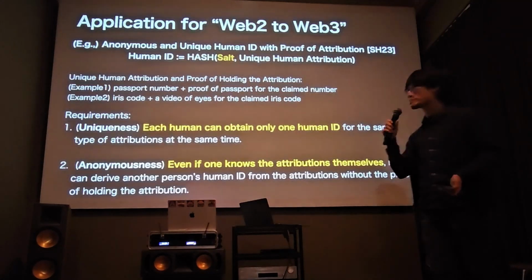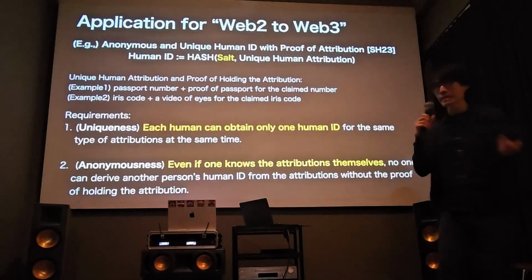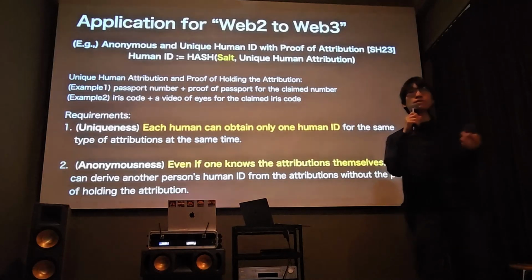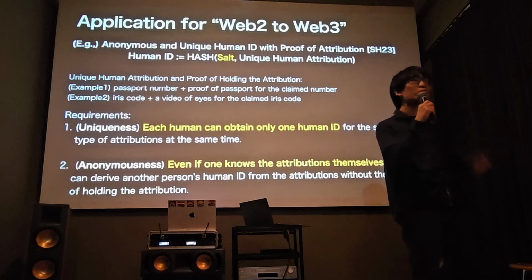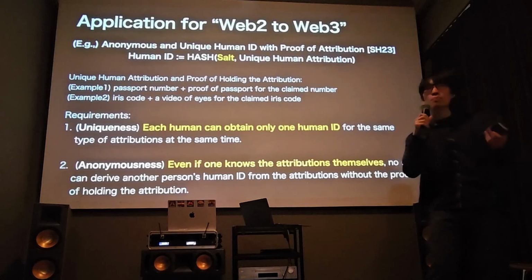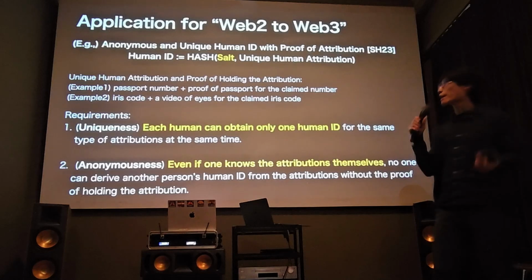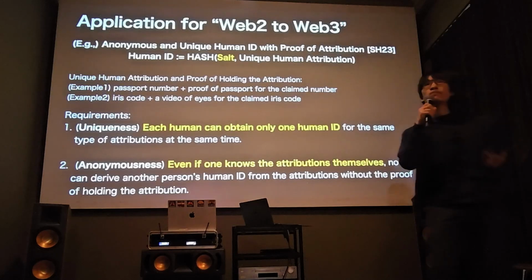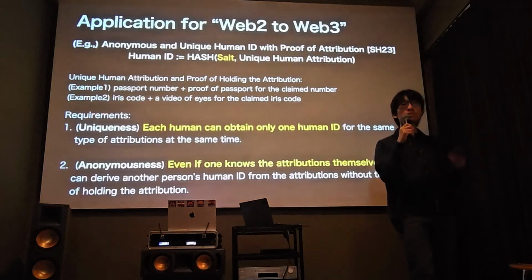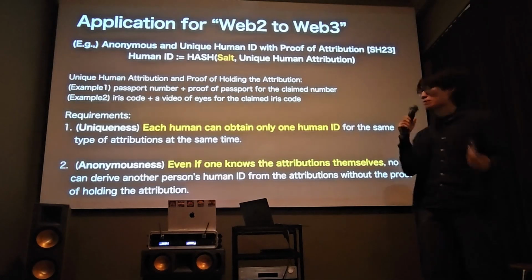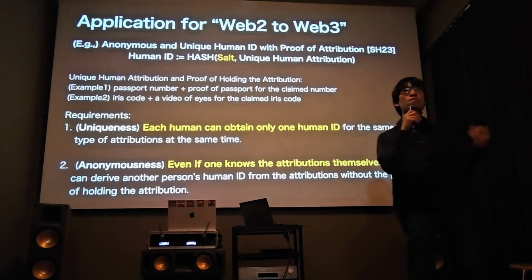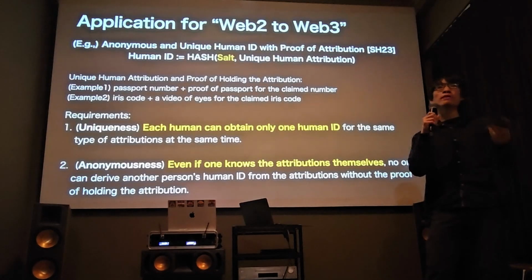And the second one is anonymousness. It says even if some other party knows your attribution, like your passport number, no one can compute its human ID without the proof of holding the attribution. So if the adversary does not know the proof of passport, they cannot compute the human ID of your passport number.